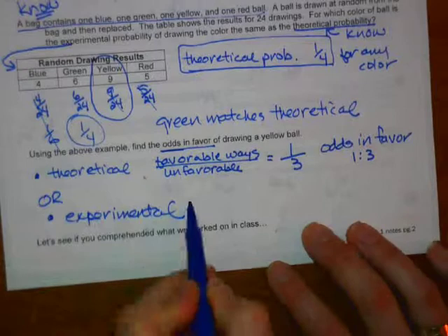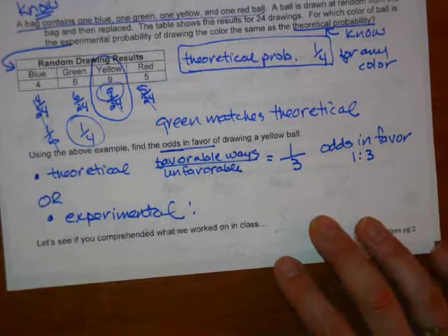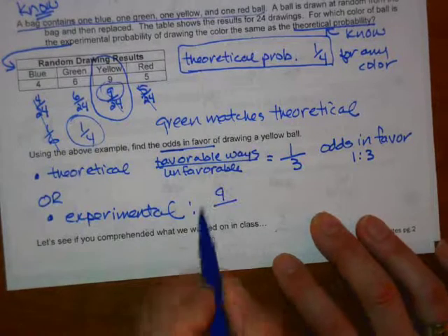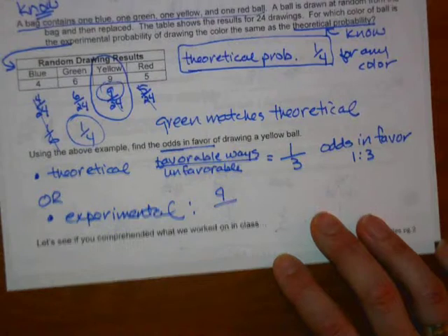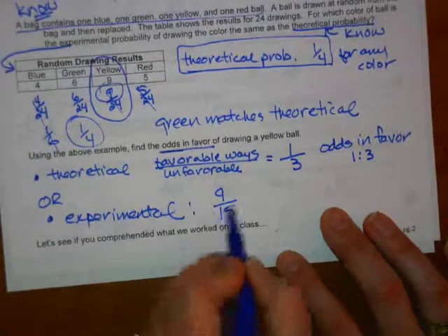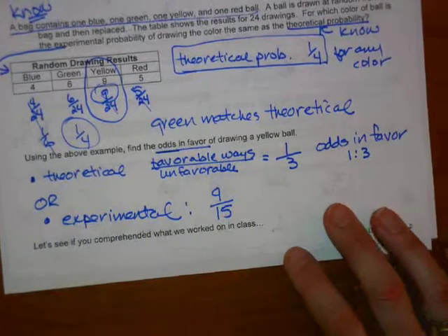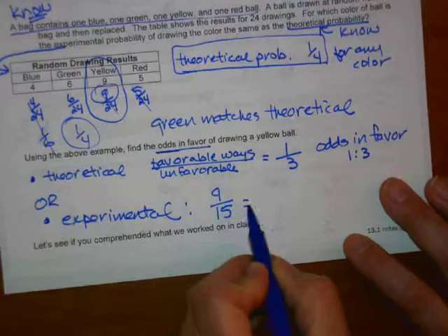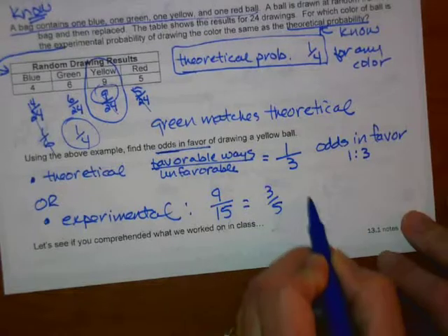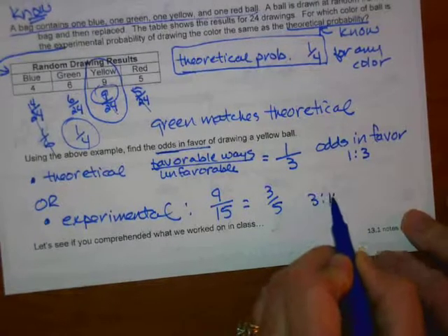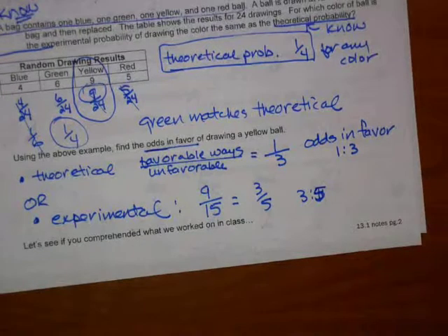Okay. How many times did it really happen? How many times then did it not happen? Was it not yellow? 15. Correct. Okay. 9 favorable, 15 unfavorable. Then you reduce that. So based on the experimental, it was 3 to 5 odds in favor of a yellow. See what I'm saying? Okay. I'm going to have you work on some of this first.